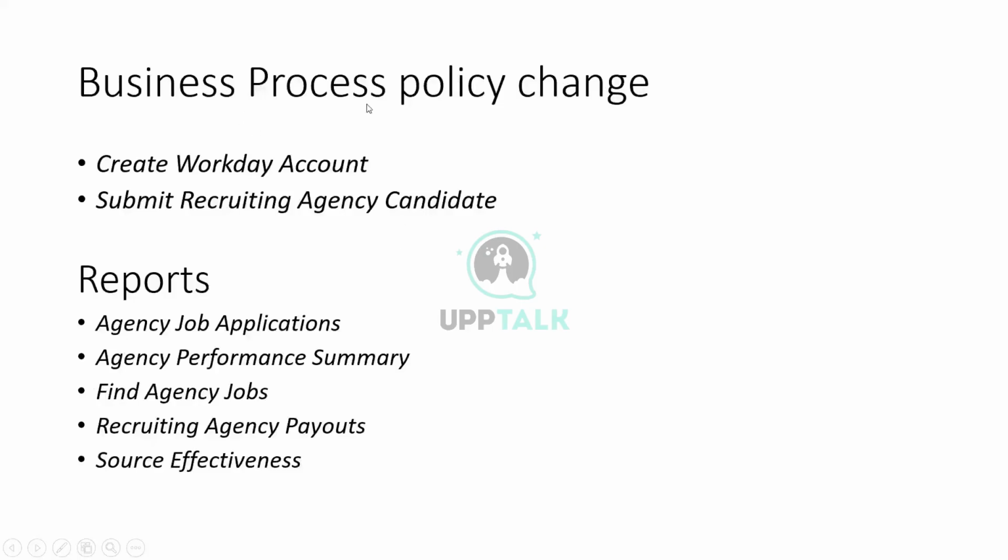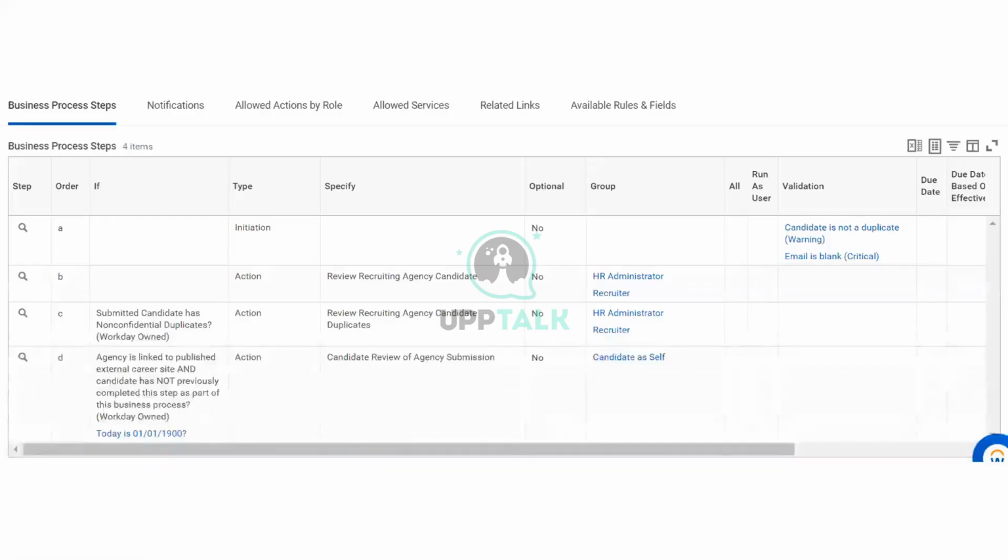Then BP policy changes. Basically, these two BPs are looked into related to the agency. One is the create Workday account, which is not working here. Another one is submit recruiting agency candidate. That is what we have seen. Then these are certain standard reports related to agency. This is how a typical submit candidate BP looks like.